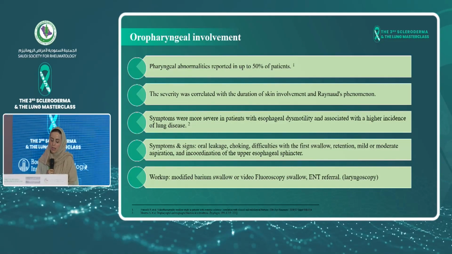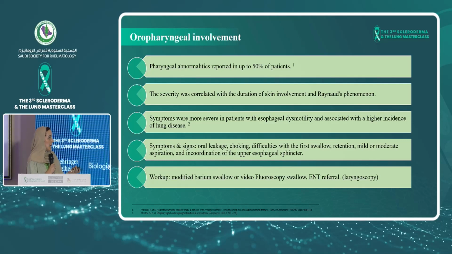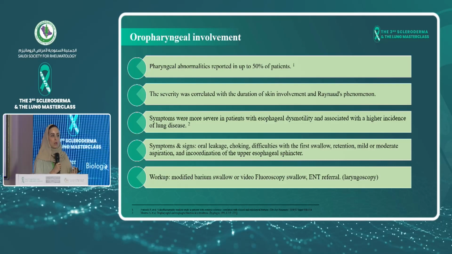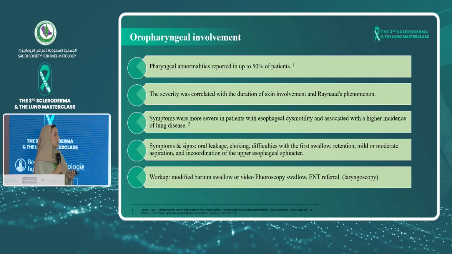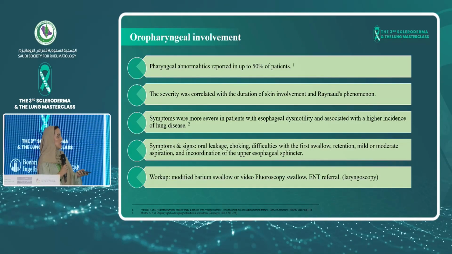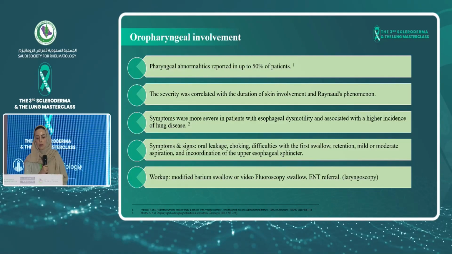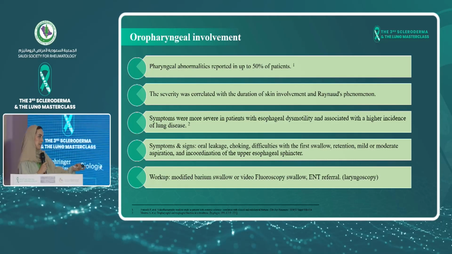The severity was correlated with the duration of skin involvement and Raynaud's phenomenon, as expected. As you can see here, symptoms were more severe in patients with esophageal dysmotility and were associated with a higher incidence of lung disease. Patients will come with choking and difficulty with the first swallow. On examination, they'll see oral leakage, retention, mild to moderate aspiration, and incoordination of the upper esophageal sphincter. Workup is by modified barium swallow or videofluoroscopy and ENT referral.